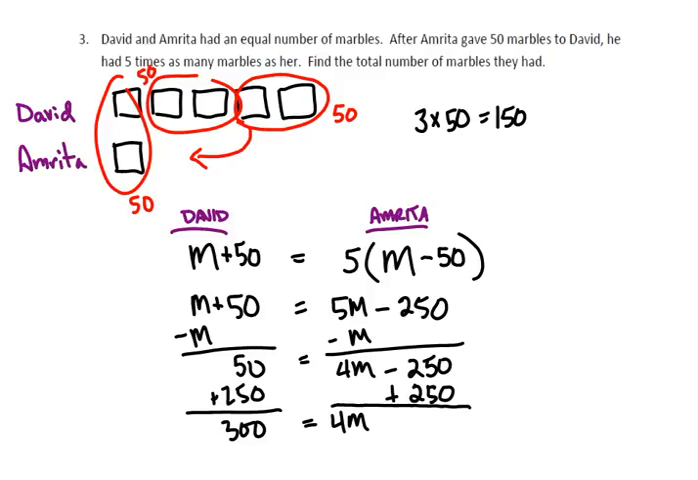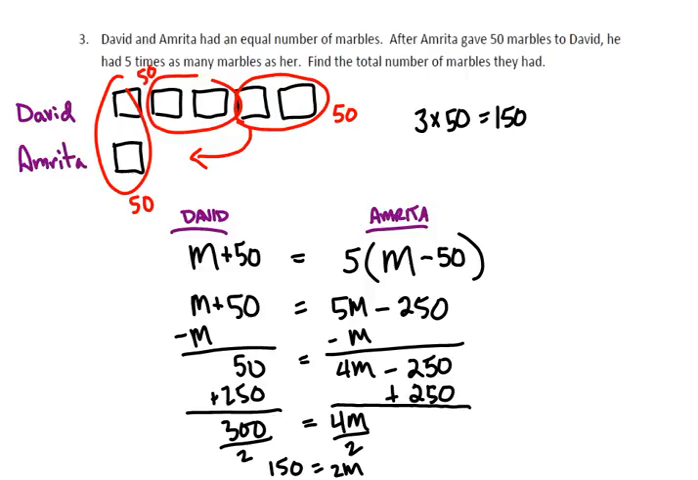But this is not the answer. Again, what I really wanted was I started with both of them having M marbles. So if anything, I want to have 2M. So I could divide both sides by 4 and get 75, and then multiply that by 2 to get 150, or just divide both sides by 2. So I get 2M is equal to 150.